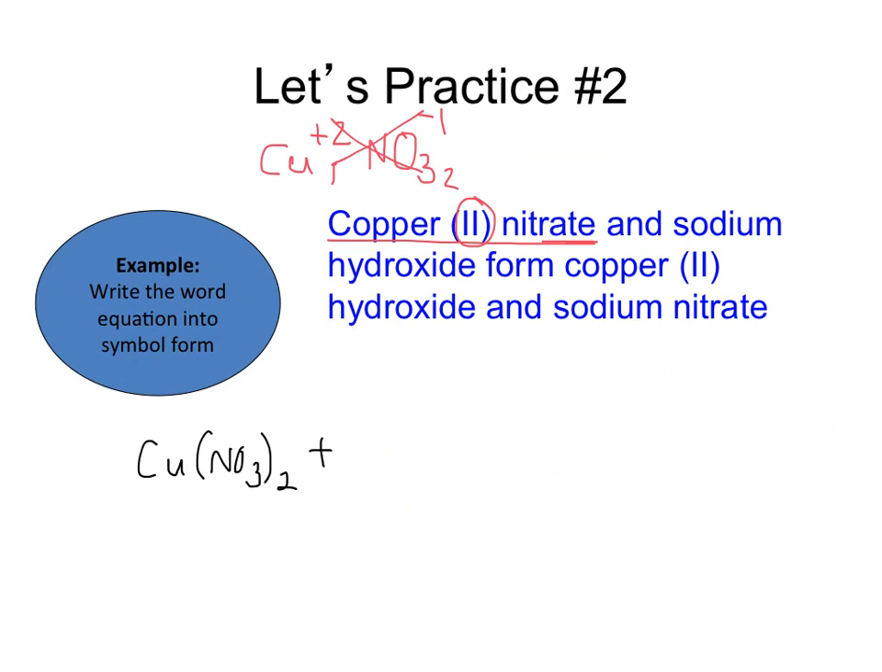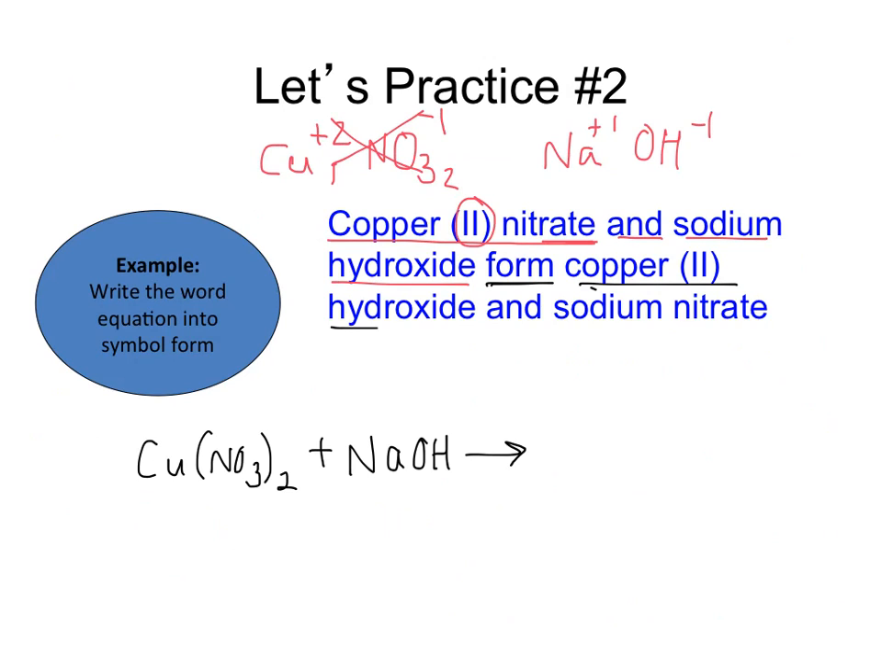The next formula I have is sodium hydroxide. Notice there was an "and" there, so I've already put the plus into the equation. Sodium hydroxide is also an ionic compound. Sodium is Na plus 1, and hydroxide is OH minus 1. Both of those charges add up to 0, so I will just bring them together in a 1-to-1 ratio. Down here I have the word form, which means I'm going to add my yield sign, the arrow.